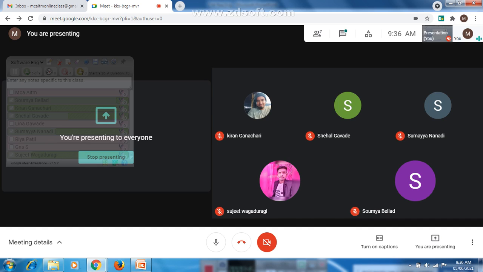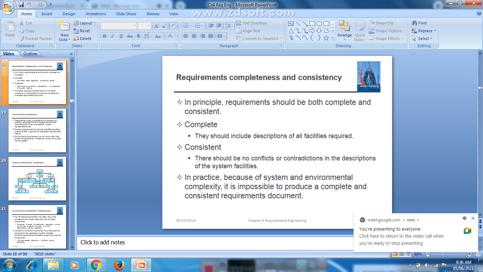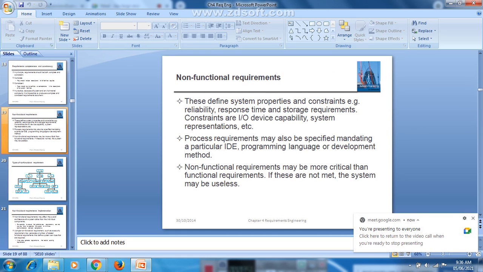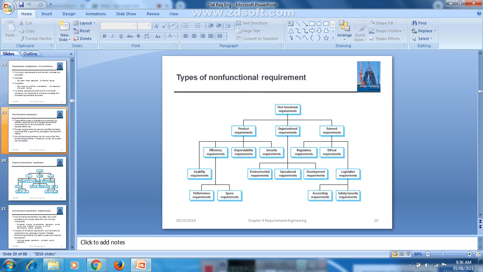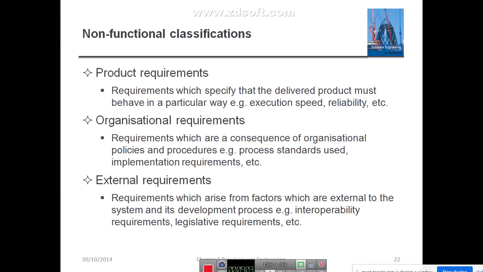Along with that, we have seen the different types of non-functional requirements in the last class. Do you remember? There are three different kinds of non-functional requirements: product requirements, organizational requirements, and external requirements. Remember these things, guys, right?